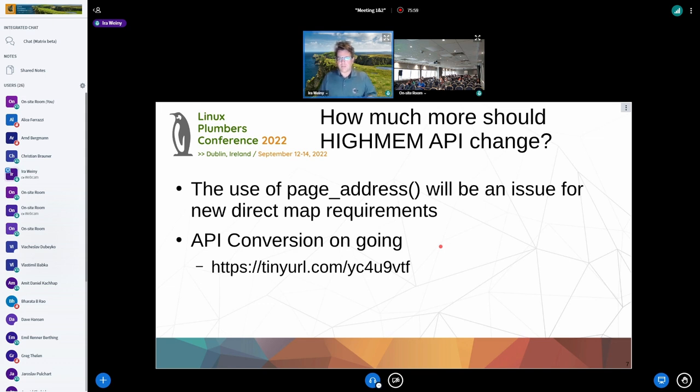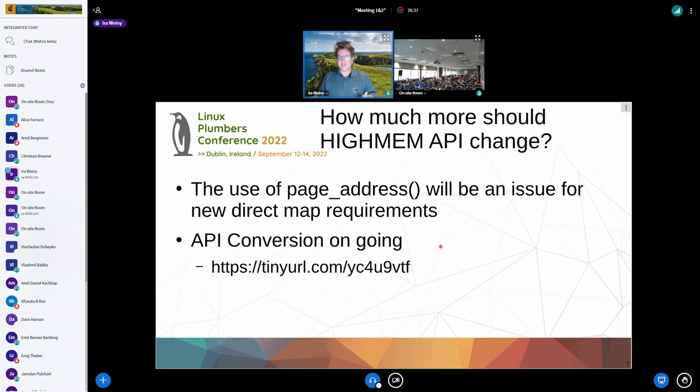how much more should the high memory API change? Again, page address works. It's technically there. We're actually using it in some instances to get rid of kmap calls where we know where the page comes from. I personally don't like this. I think the fact that page address exists along with these other kmap calls is confusing to people. And I'd kind of like to get to something where there's a nice clean interface.